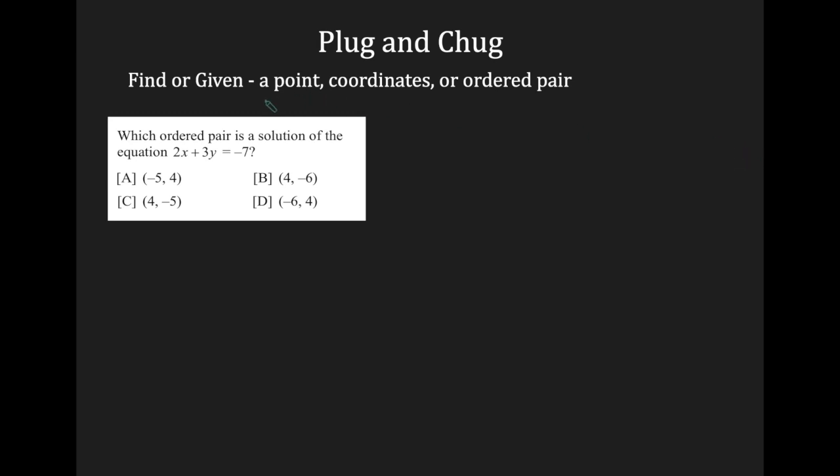So here, notice they state which ordered pair. Again, ordered pair is another word for point or coordinates. And then here they're using the word solution of the equation. And you have 2x plus 3y, and hoping that gives you negative 7. Okay, we're going to use our calculator again for this one. So starting with A, we're going to plug in negative 5 for x and 4 for y. We're hoping to get negative 7.